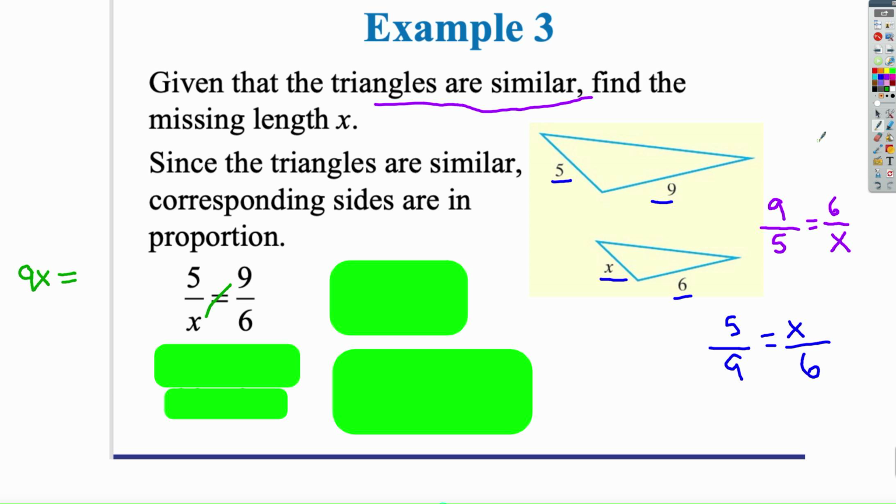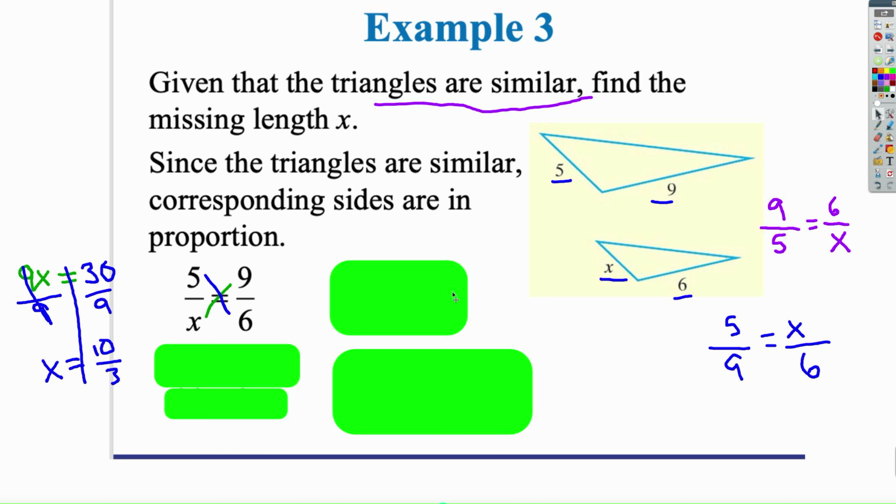You set that equal to what you get when you multiply the other way. 5 times 6, which is 30. So that's called cross multiplying. I multiply across, set it equal to multiplying across. So now I have an equation that's pretty simple to solve. I have 9 times x equals 30. So I'm going to divide both sides by 9. So x is going to be 30 over 9, which reduces to 10/3.